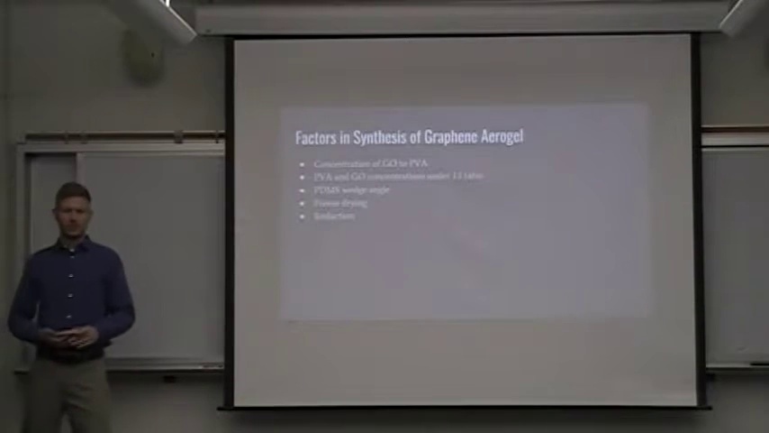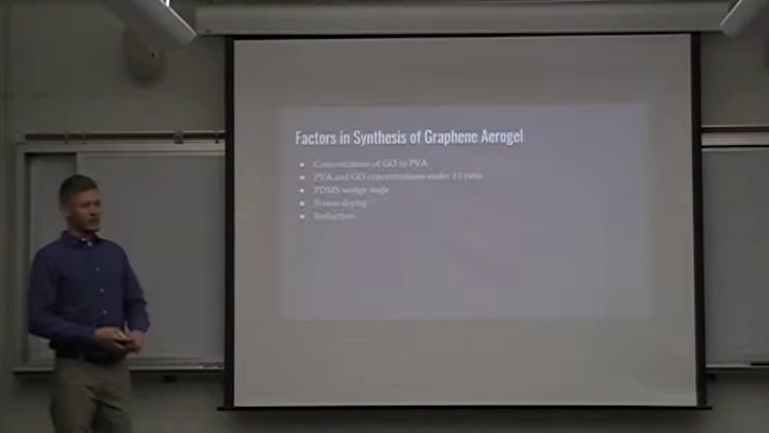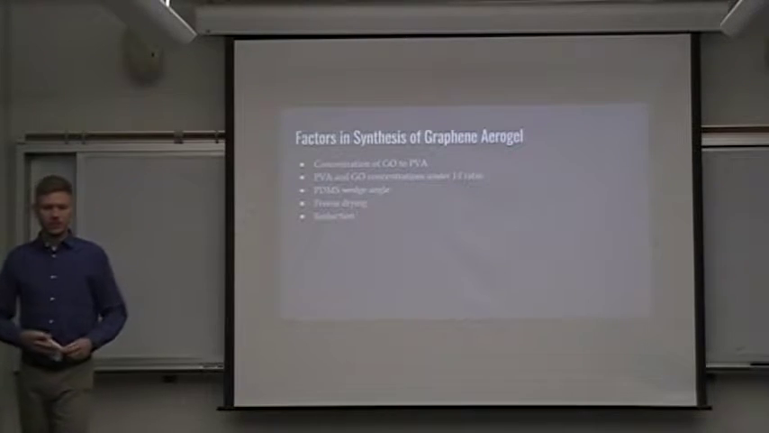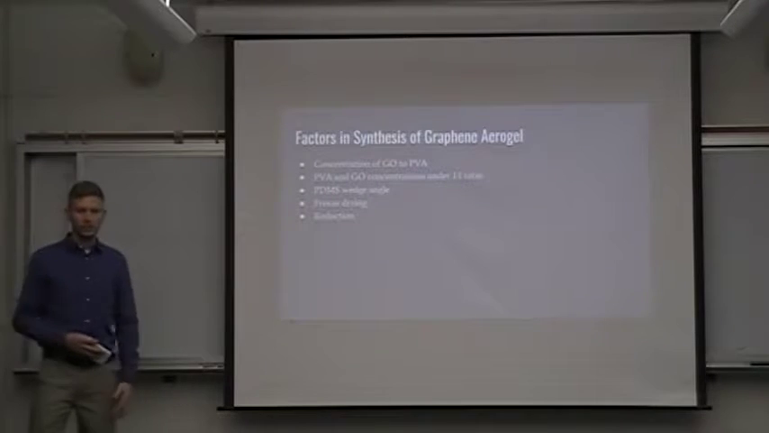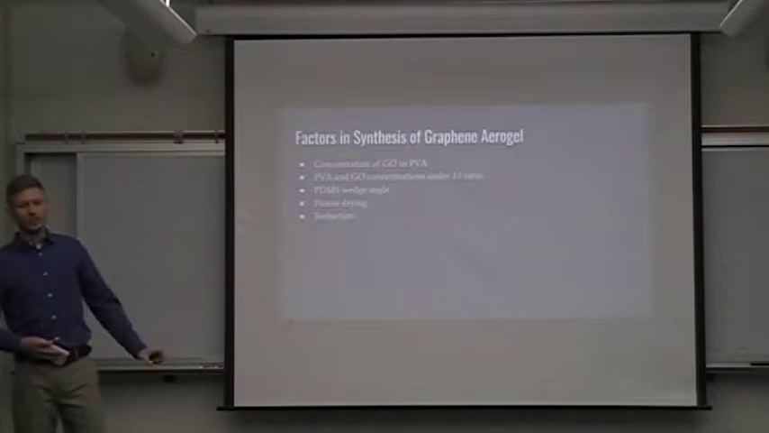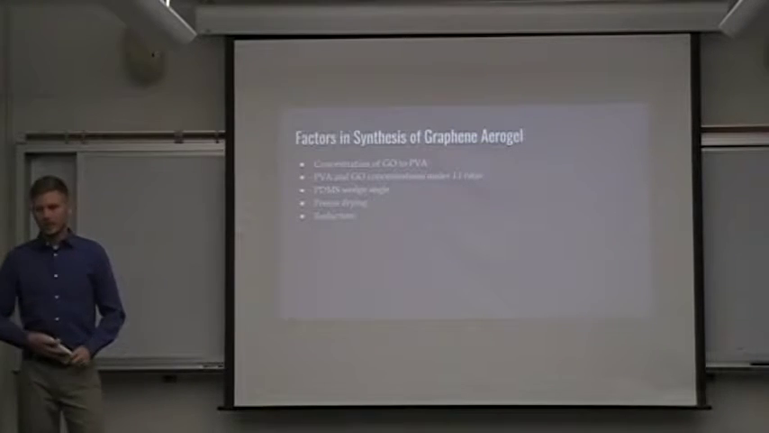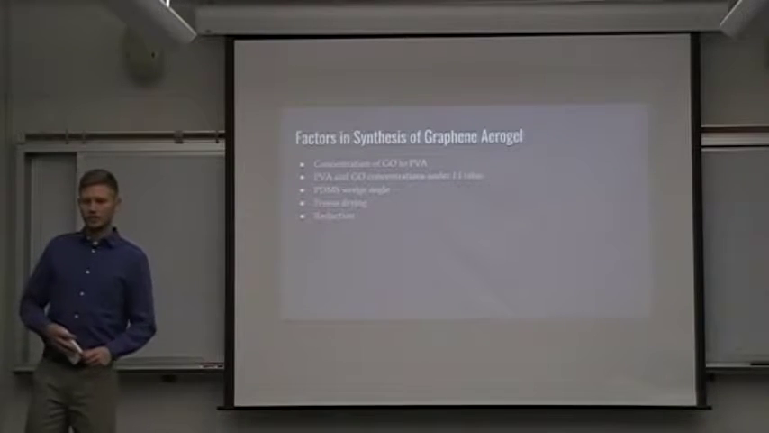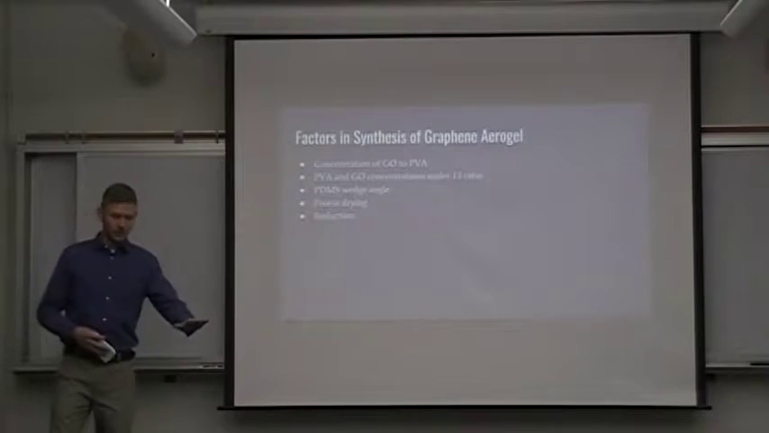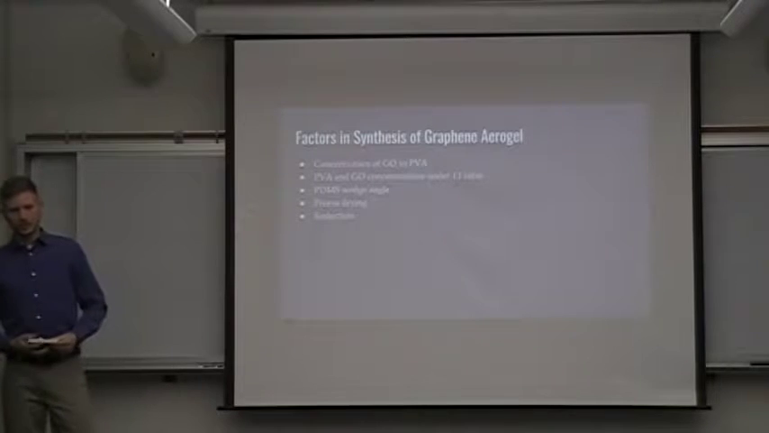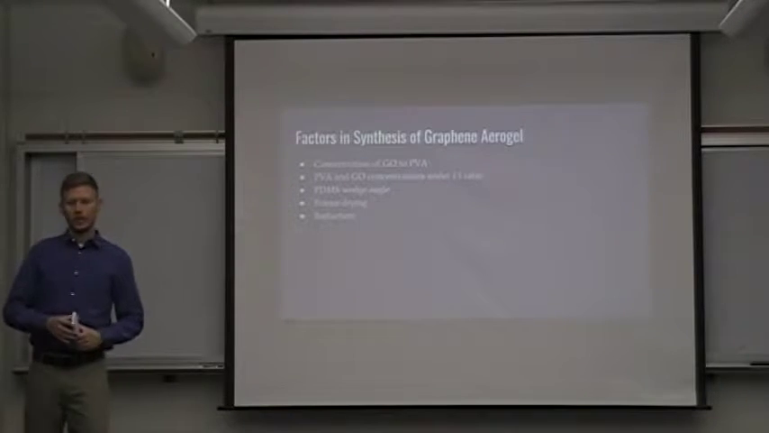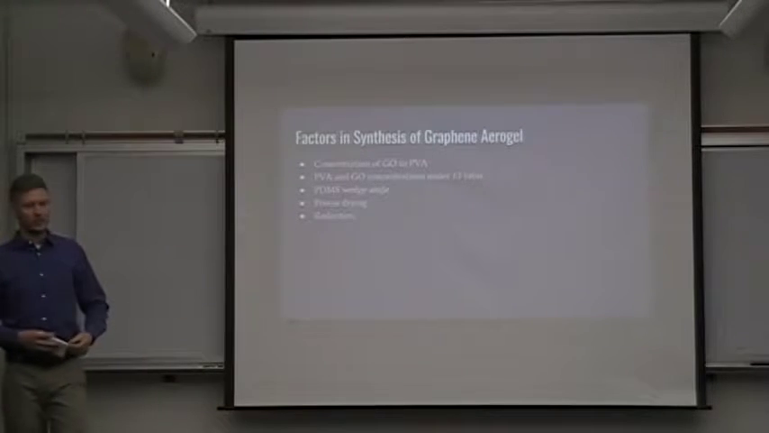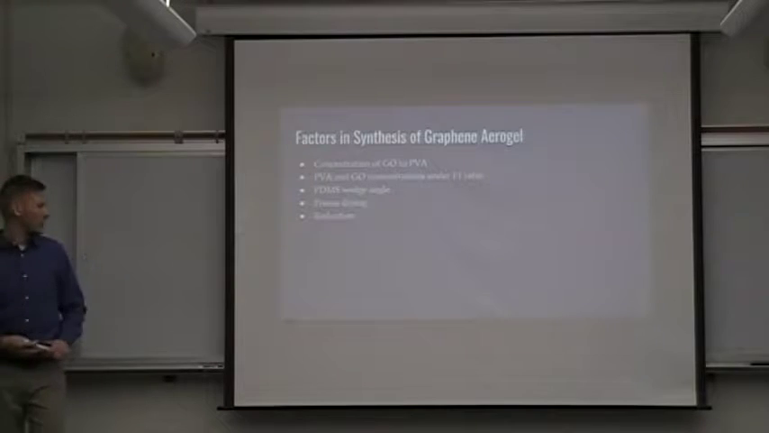So factors in the synthesis of a graphene aerogel. The concentration of the graphene oxide and the concentration of the polyvinyl alcohol both contribute to the structure, as well as the ratio to each other, which relates to the density. The PDMS wedge angle: if you have no wedge there, it interacts differently, and it cannot have the bidirectional cooling gradient, as will be spoken of soon. Then you have to freeze dry the suspension to get the liquid out and reduce it.